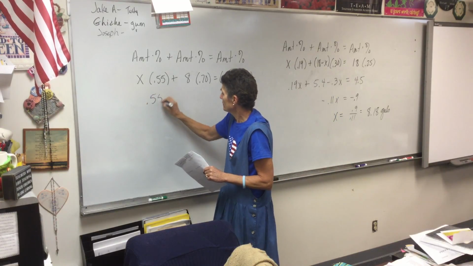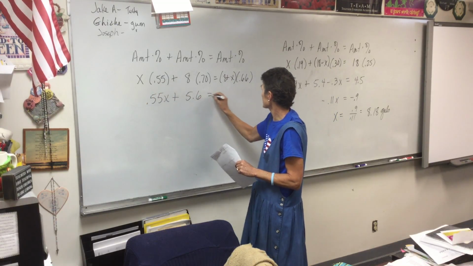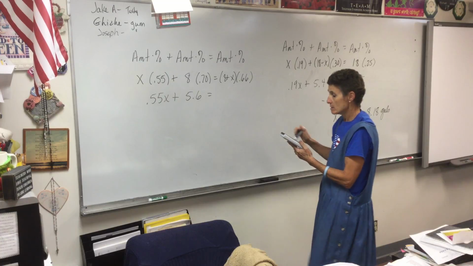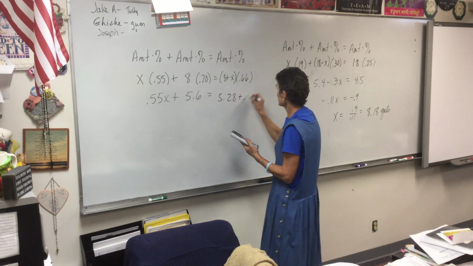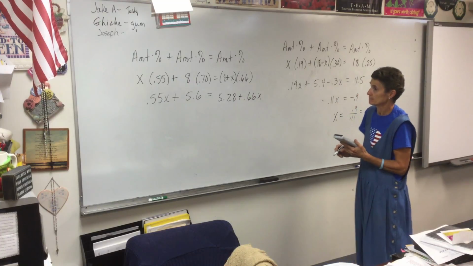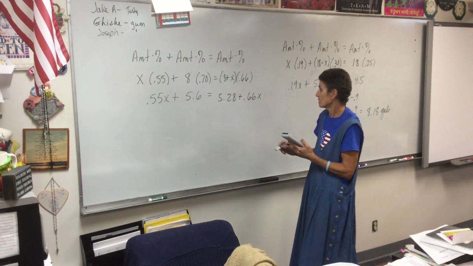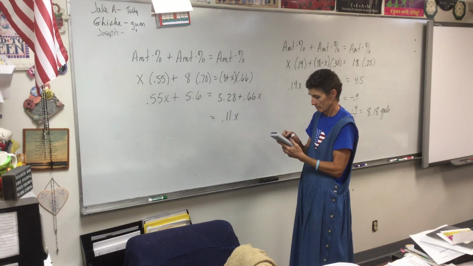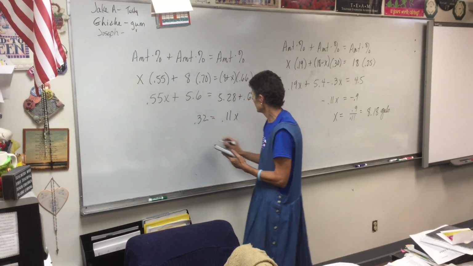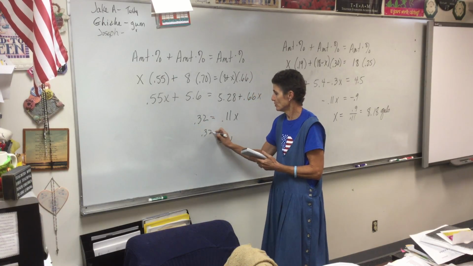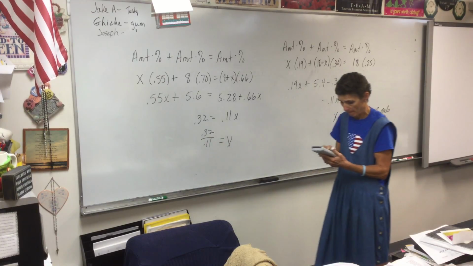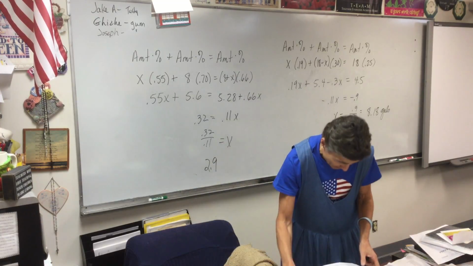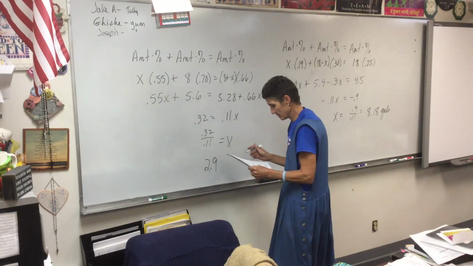So here we go. 0.55x plus 5.6 equals 5.28 plus 0.66x. So 0.11x equals 0.32. So x equals 0.32 over 0.11, which is about 2.9. Got to check our unit always. 2.9 pints.